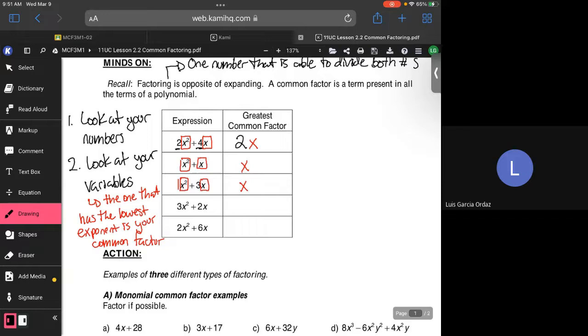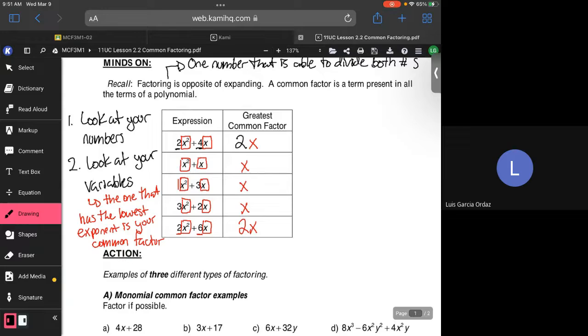And then we have 2 more. We have 3x squared and 2x. Is there a common factor between 3 and 2? No, so it's just going to be 1. Yeah, 1, and then between x squared and x is going to be x. Okay, and last but not least, we have 2x squared plus 6x. So we start with our numbers 2 and 6. What's my biggest common factor, Brooklyn? 2. And between x squared and x, what is it going to be? X. Thank you, Omar. X.